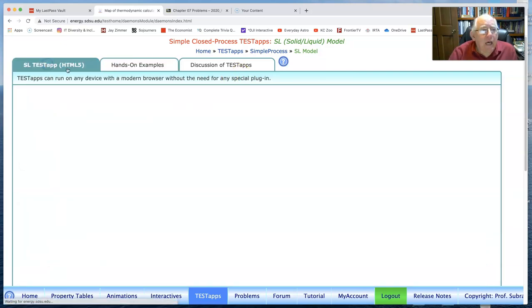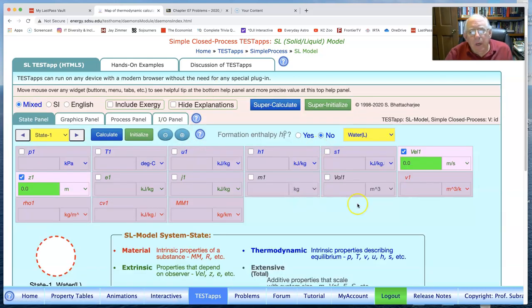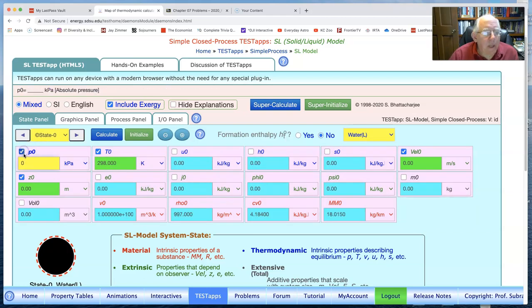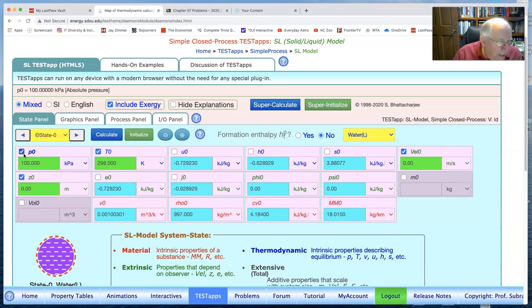So for the solid liquid model app, we see that we have our state panel. Since we are including exergy in this particular case, we can go to state 0. In this particular problem, we are told that the atmospheric temperature is 298, and so we can put that in terms of Kelvin: 298, that's the dead state temperature. And we also can assume the pressure is just 100 kPa. We don't know what it is, but that's a good atmospheric pressure to use for the dead state.